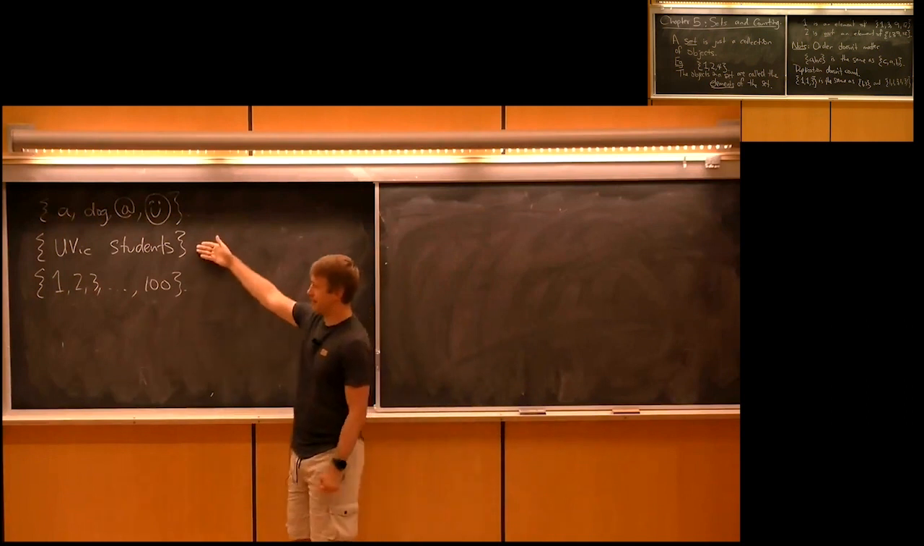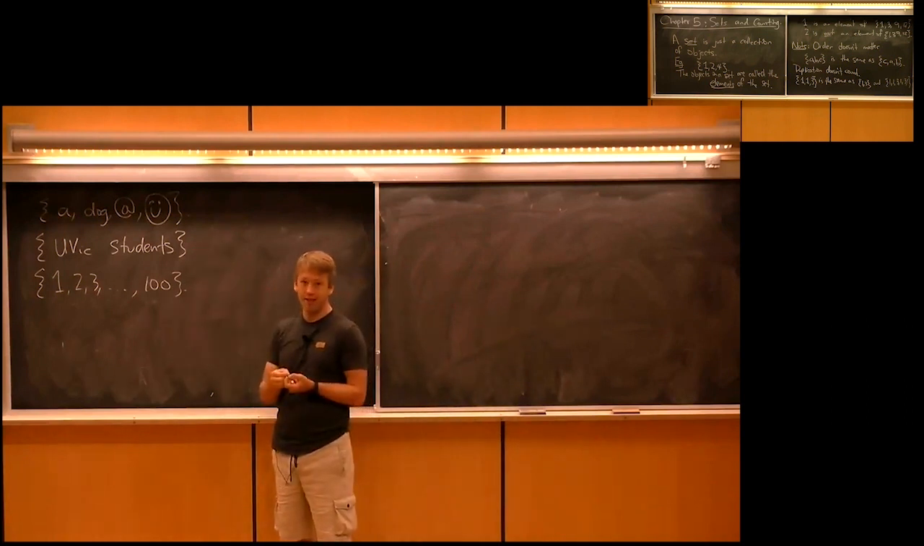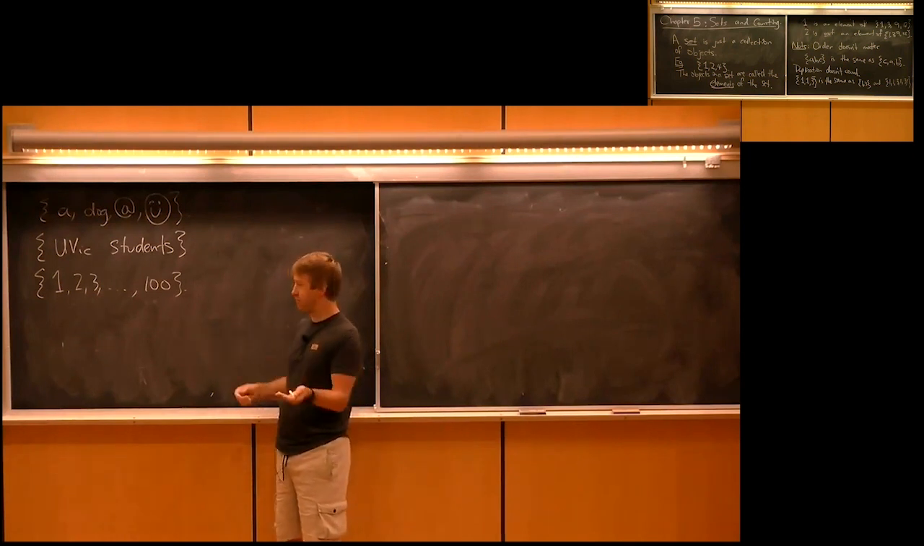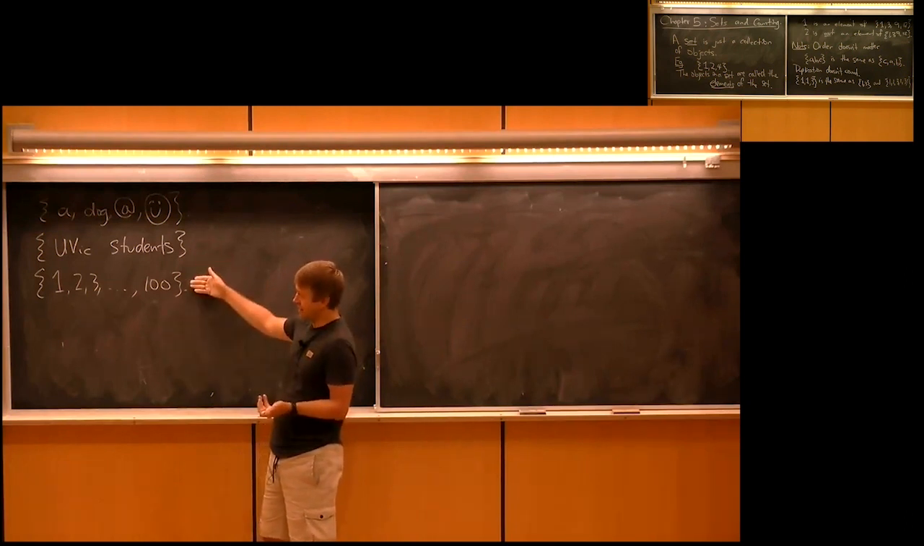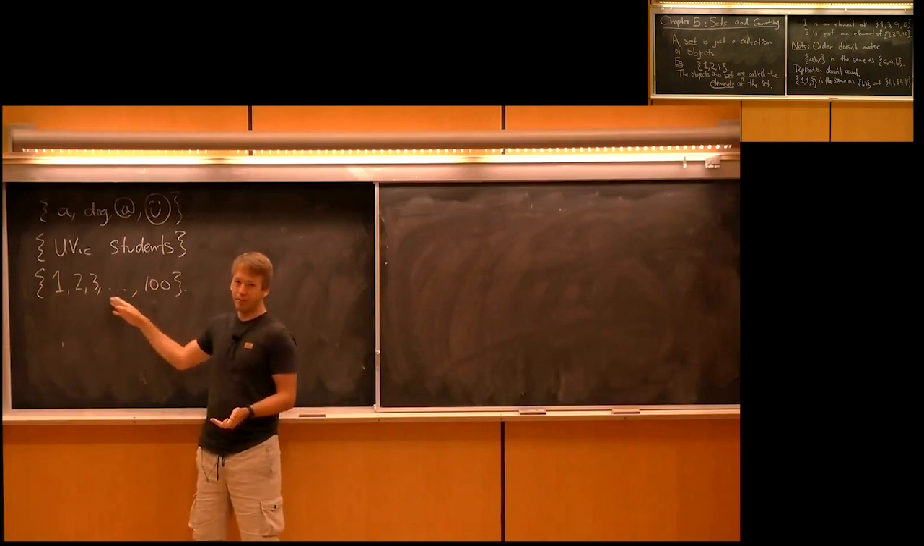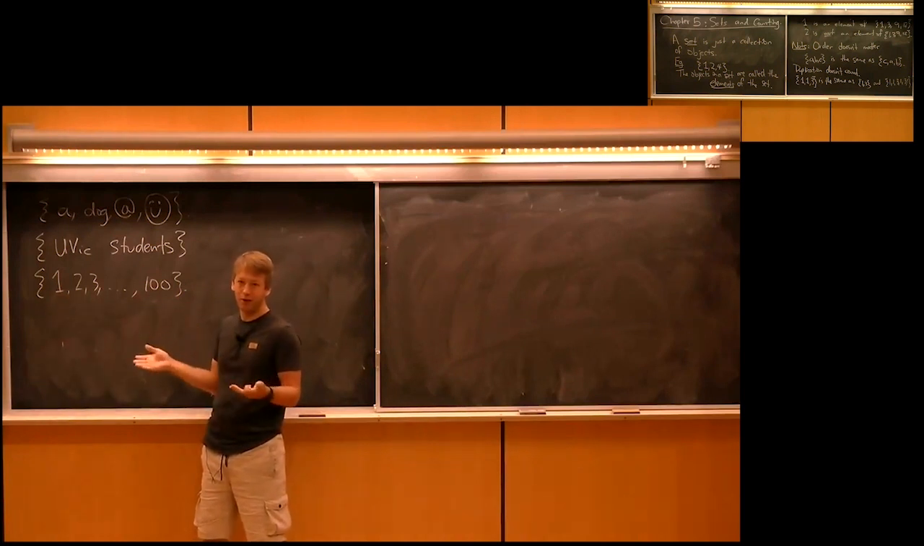So this would just mean the set where each student is an element of the set. Presumably all of you are elements of this set, right? And then I think it's clear enough that we're listing all the numbers 1 up to 100. We just don't want to list them all.